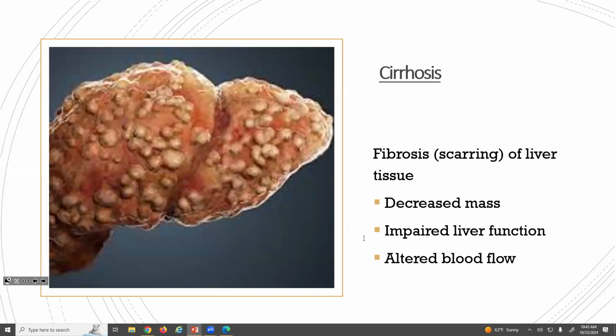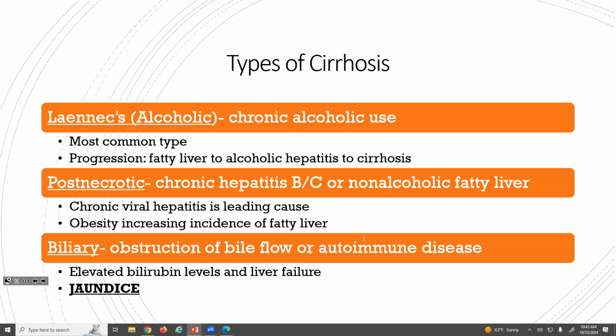Okay. Cirrhosis. When we have cirrhosis and fibrosis, which is scarring of the liver tissue, our liver can't do what it needs to do. Those cells, we've had that hepatocellular failure, right? So over time we have a decreased mass of the liver, impaired function, and alterations in blood flow, which we saw from that video, right? So it's a very dangerous thing when we have a patient with liver cirrhosis.